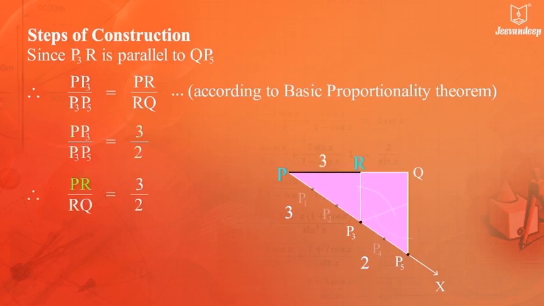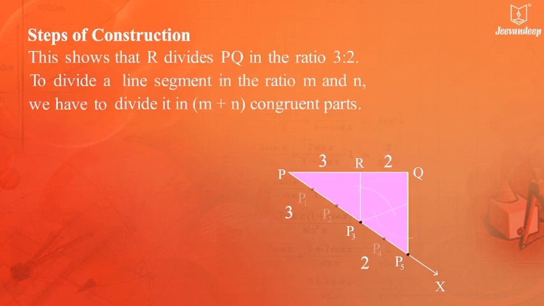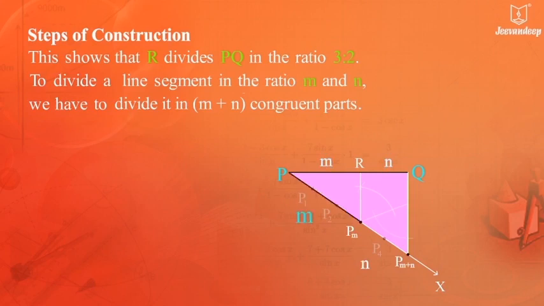Or PR upon RQ equals 3 upon 2. This shows that R divides PQ in the ratio 3:2. To divide a line segment in the ratio M and N, we have to divide it in M plus N congruent parts.